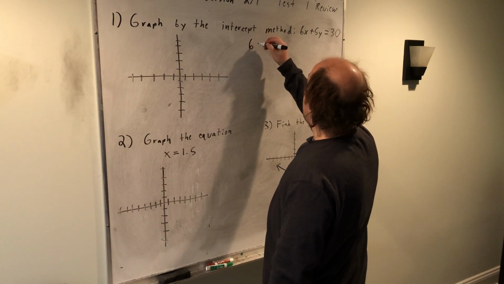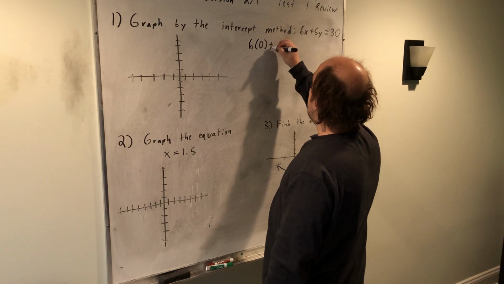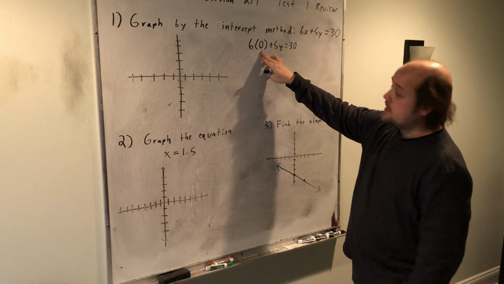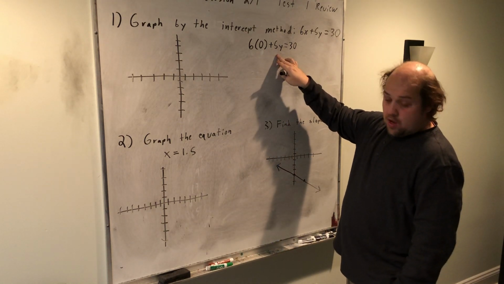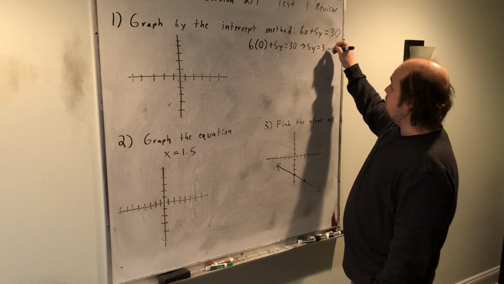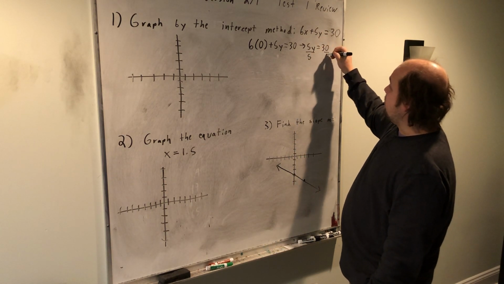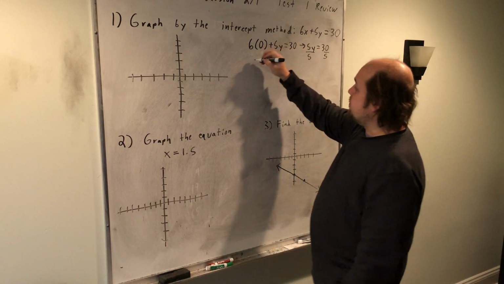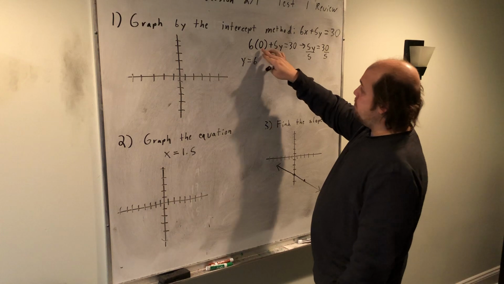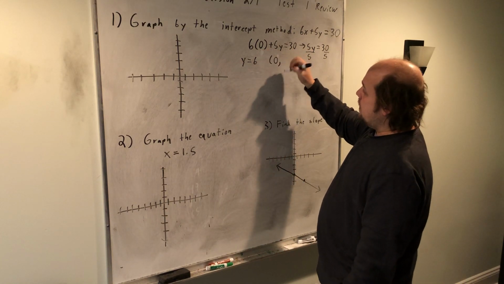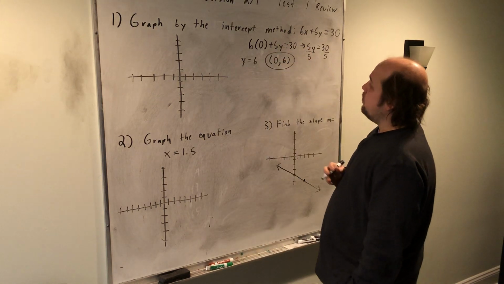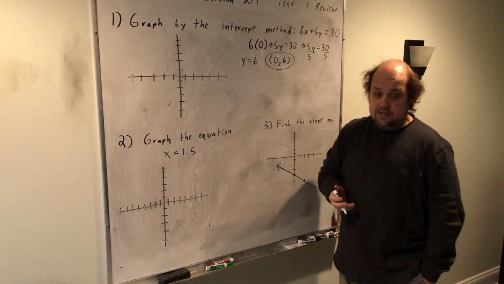If I plug in 0 for x, I get 6 times 0 plus 5y equals 30. 6 times 0 is 0. 0 plus 5y is just 5y. So this becomes 5y equals 30. If I divide by 5, that gets me to the answer of y equals 6. As an ordered pair, that means I put in 0 for x. I got back a positive 6 for y. This is my first ordered pair that I get using the intercept method.